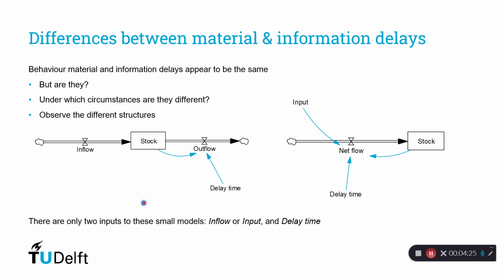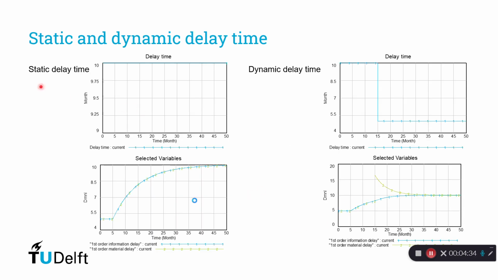And you see that there are only two things, and if we have the same inflow as input and the same delay time, then it's interesting to know what happens. Now, in this case we have a static delay time, so the delay time is 10, as you might have inferred already, and you see that they behave exactly the same. Now, if we have a dynamic delay time, where the delay time drops at t is 15 to 5, then we see that something strange happens. The information delay does roughly the same, but the material delay behaves differently.